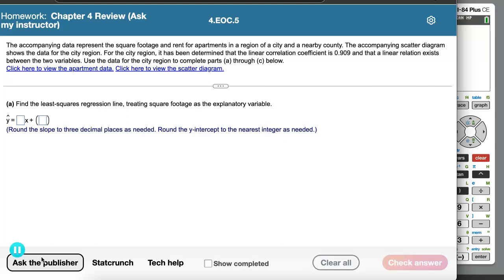In this example, we're presented with data that relates the size of apartments to the cost of rent. So take a moment to pause the video just to read the full problem statement. And notice that we are only really referring here to the city region.